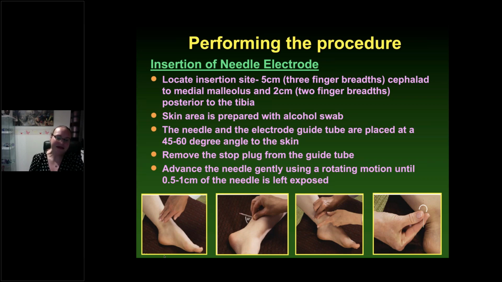You're then going to be placing the needle and the electrode guide tube in the area that you've located at a 45 to 60 degree angle to the skin, running up the leg. There's a little pink stop plug in the top of the guide tube that you're going to remove, and you're going to gently tap the top of the needle into the guide tube so that it just pierces the skin. You're then going to advance the needle gently using a rotating motion at that 45 to 60 degree angle up the leg until about 0.5 to 1 centimetre of the needle is left exposed.